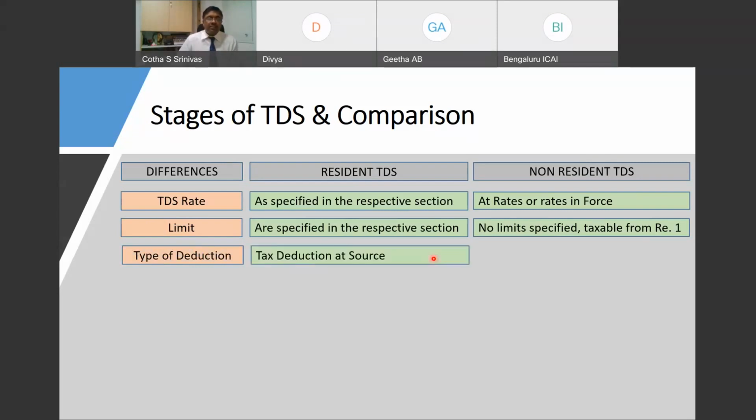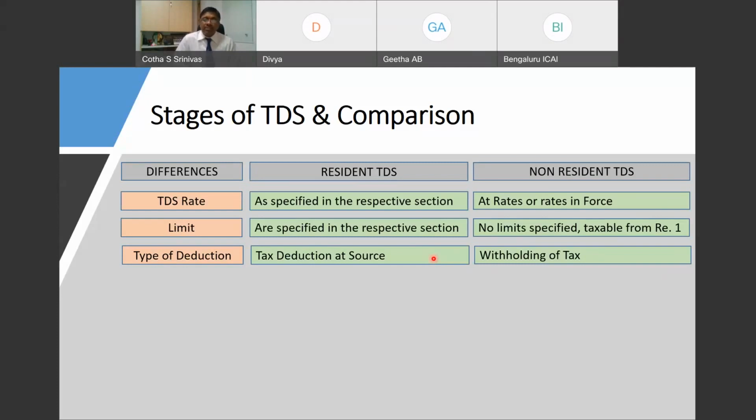Type of deduction: tax deduction at source and withholding of tax. What is the difference between these two phraseologies? Basically, the characteristics are the same. Tax deduction at source is where we deduct a portion of tax from the payment made. Withholding of tax is also a method of deducting the tax portion. If I have to differentiate between these two terminologies, usually for resident payments we say it is tax deduction at source. When it comes to non-resident TDS, we say it is withholding of tax.